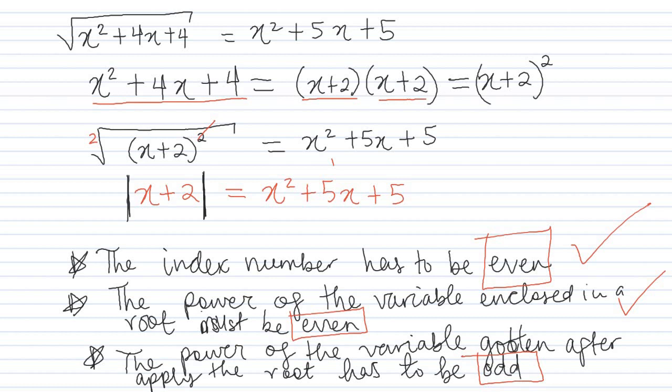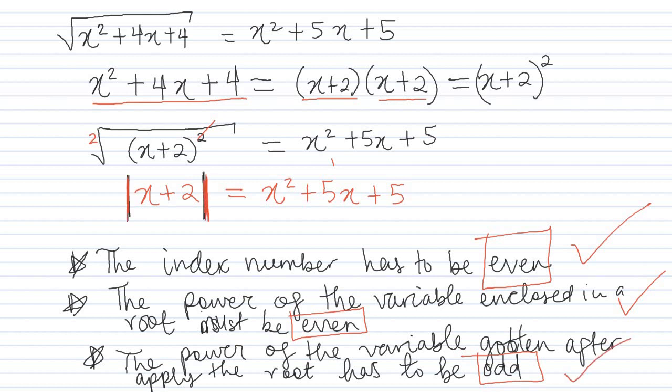So when we apply the root, in this case a square root, we end up with x plus 2. What is now the power of the variable? The power of the variable is 1, right? Because the power of x is 1. Hence, that's where we find out that this is odd, because 1 is an odd number. So that's the reason why we just have to put this.